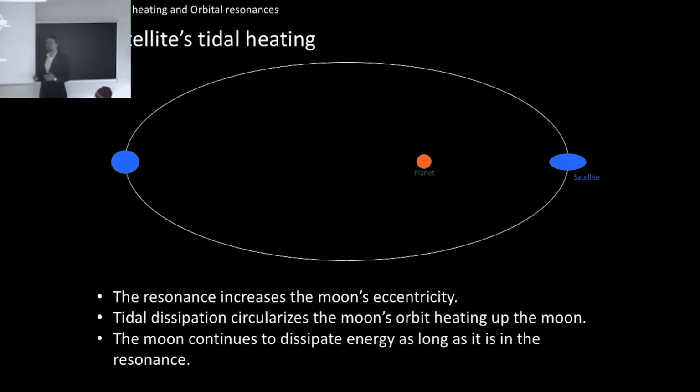So basically you have this balance between the resonance that is increasing the eccentricity, and the tidal heating that is decreasing it. And so as long as the moon is in resonance with another moon, it will continue heating through tides until it exits the resonance, and then the eccentricity is damped.